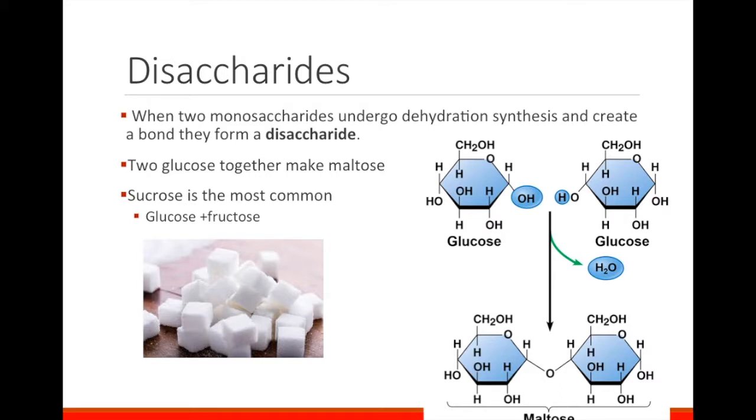A disaccharide is made up of 2 monosaccharides. The prefix di means 2, so this word means 2 sugars. When a glucose binds to another glucose, they make a disaccharide called maltose. This process is an example of a dehydration synthesis reaction. The most common disaccharide is sucrose. This is table sugar that we add to many foods and drinks.